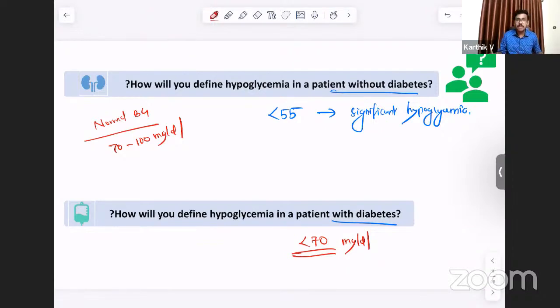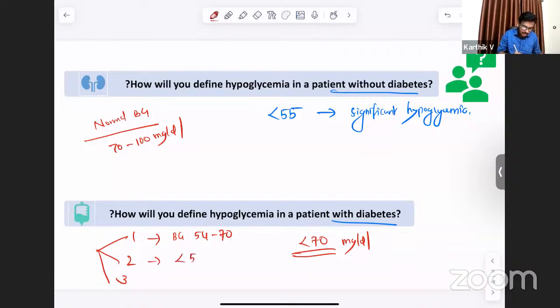And you have 3 levels of hypoglycemia: level 1, 2, and 3, based on the International Hypoglycemia Study Group classification. Level 1 means the blood glucose is between 54 and 70 milligram per deciliter. Level 2 means blood glucose is less than 55, that means 54 or less milligram per deciliter. And level 3 means, whatever the blood glucose, if the patient requires third-party assistance, you call it level 3 hypoglycemia.